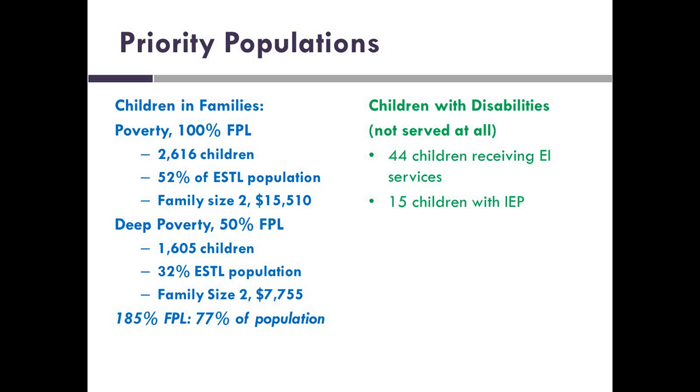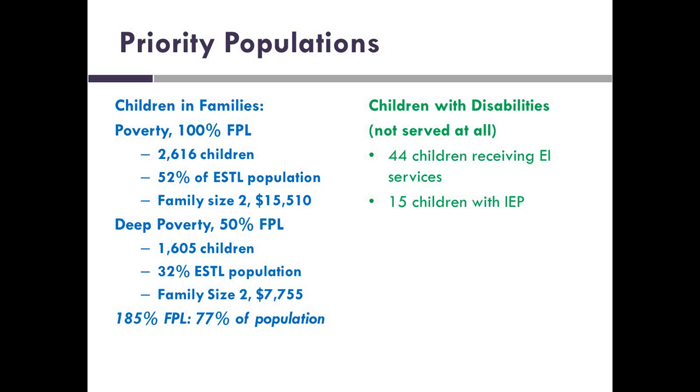So that's just a little overview of what the population and geography looks like. Our 2 priority populations that we selected for the Innovation Zone are children and families in poverty and deep poverty. And so we often forget, what does that look like? What is the income for a family living in poverty and deep poverty? So I included that information for all of you.